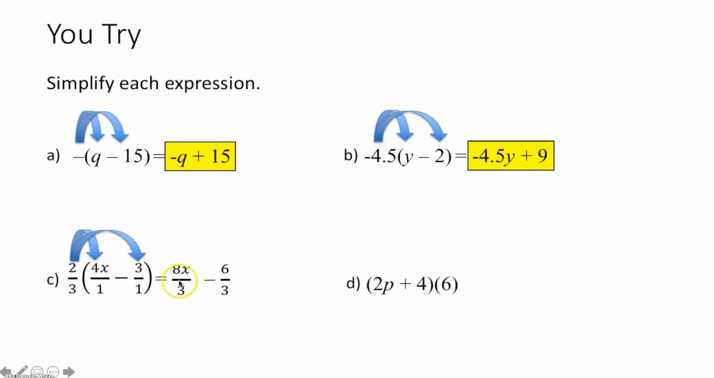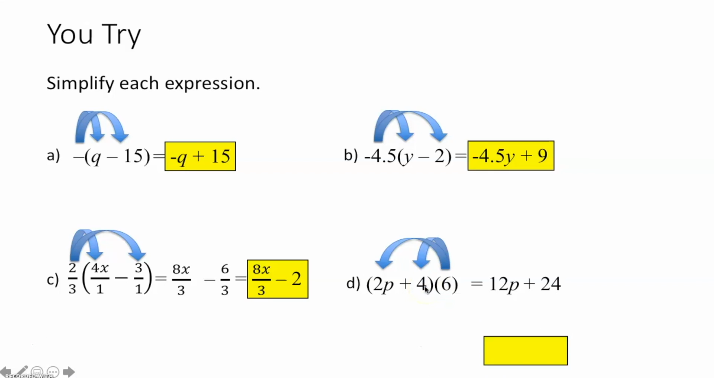So we have 8x over 3 minus 6 over 3. Can we simplify this any further? Yes, 6 over 3 is actually the same as 2. So this becomes 8x over 3 minus 2, and we're done. Lastly, we have the quantity 2p plus 4 times 6. We're going to distribute this 6. 6 times 2p is going to be 12p, and then 6 times this 4 is going to be 24.